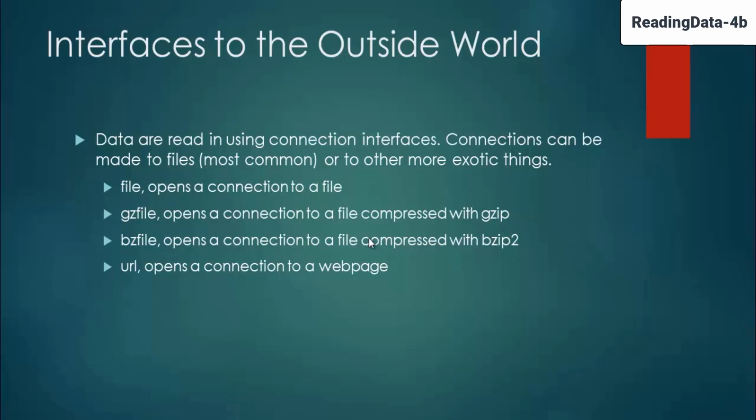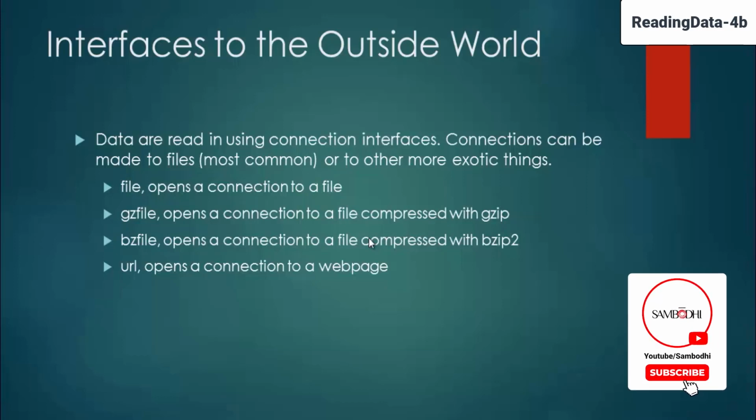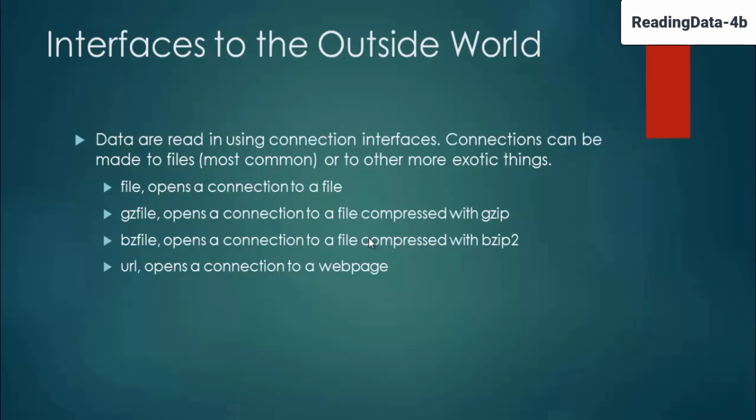Connections can be made to files, which is the most common, or to other exotic things as well. File opens a connection to a file. gzfile, where gz is a type of compressed data file like your WinRAR or WinZip, opens a connection to a file compressed with gzip. bzfile is the same as gzfile. And with url, you can specify whatever URL you want, and it opens a connection to a page. You can connect to any web page that is available, and you can read the data from it.